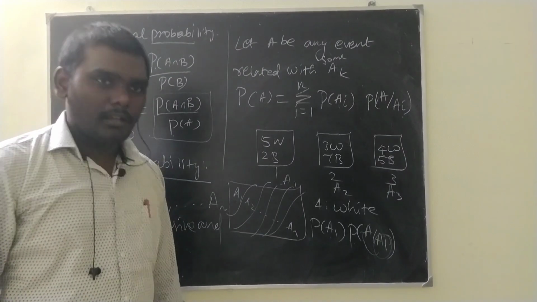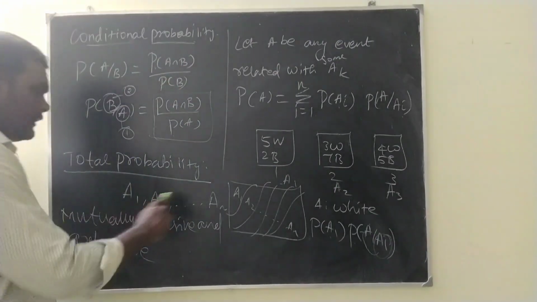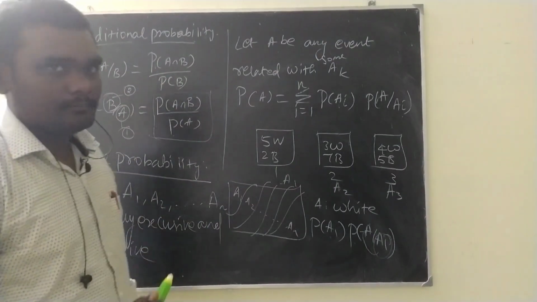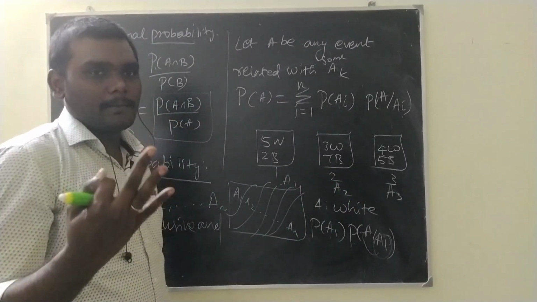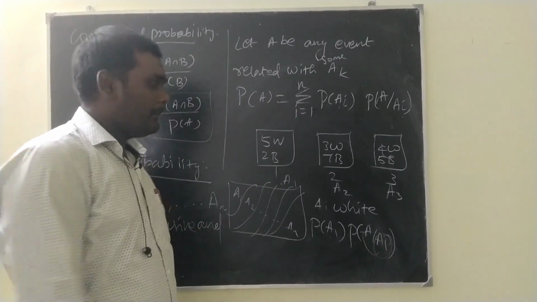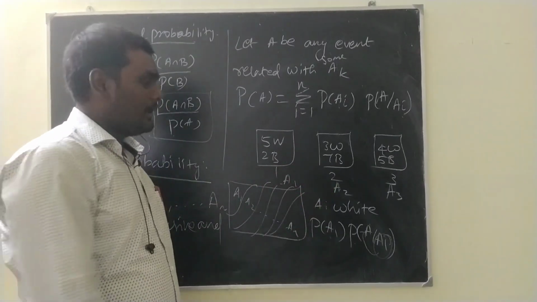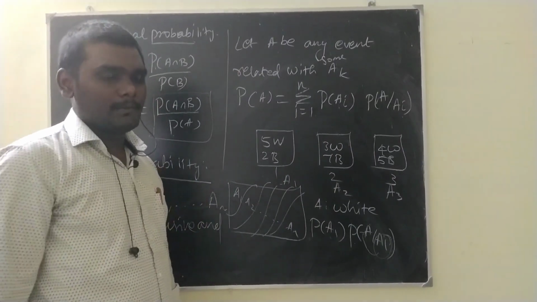Clear? Are you clear with this? This A1, A2, Ak and all, you don't need to bother. These events, like choosing 3 boxes, are equally likely. Choosing the first box, probability 1 by 3, second box 1 by 3, third box also 1 by 3. So this is how the total probability works.